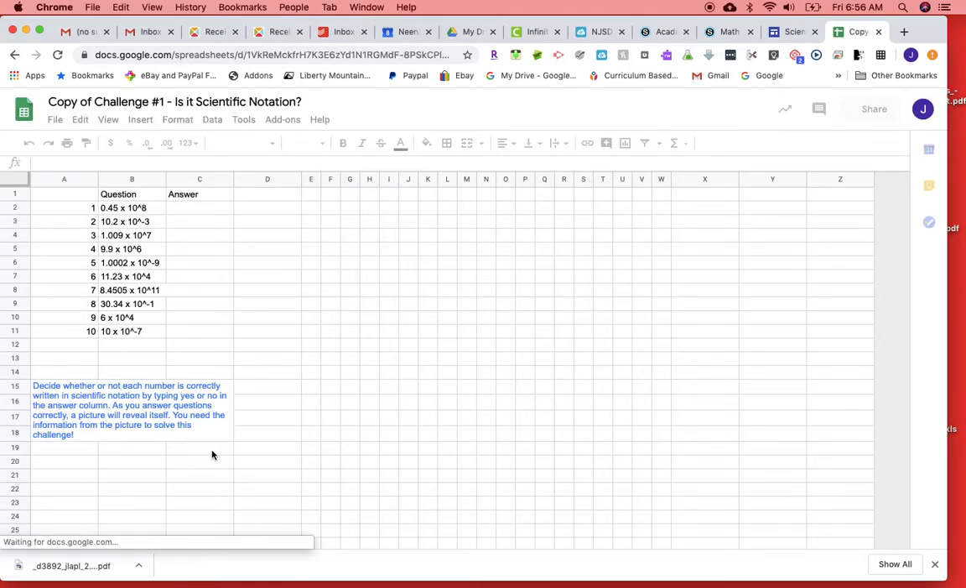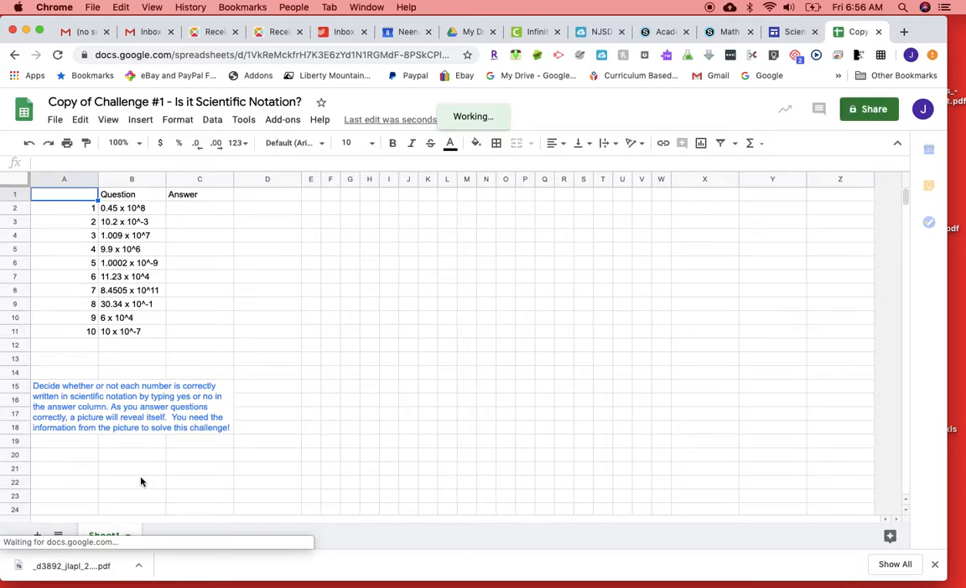All right, it says, while it's working here, decide whether or not each number is correctly written in scientific notation by typing yes or no in the answer column. As you answer questions correctly, a picture will reveal itself. You need the information from the picture to solve the challenge.